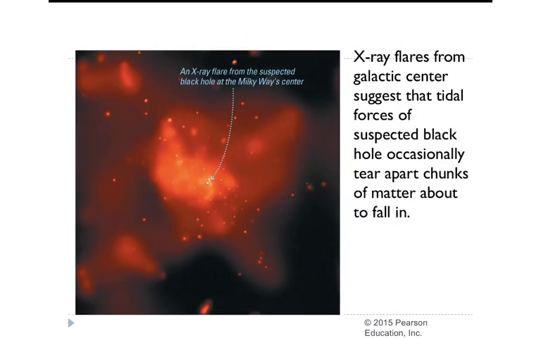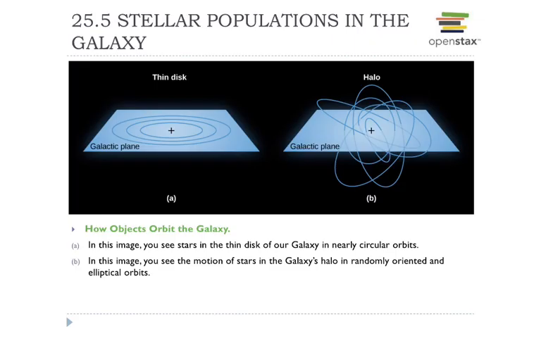We also see huge X-ray flares coming out from the center. This suggests these tidal forces, and again, more evidence suggesting that there is a large black hole in the center. We're not able to actually see the black hole, but we can see an accretion disk around it, and we can see that it seems to tear apart chunks of matter that are about to fall in. So all of this is evidence suggesting a large black hole at the center.